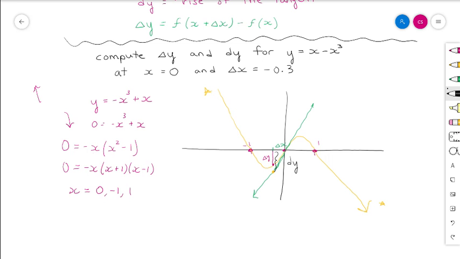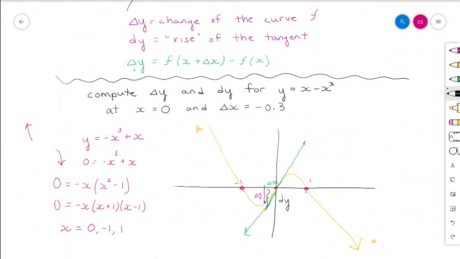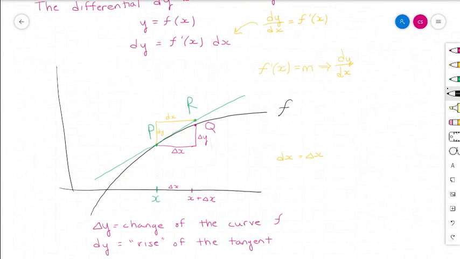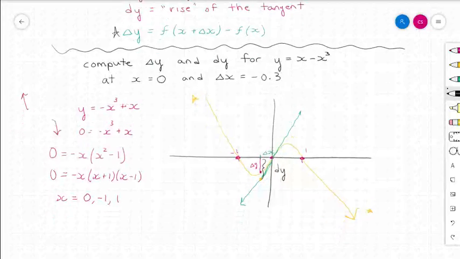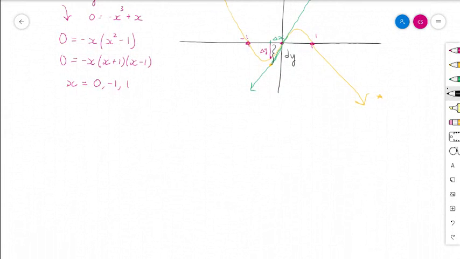Okay? All right. So now that we have a visual of what's going on, let's use some of our formulas. So we have a formula for delta y. So that's what we're going to use for delta y. Then we also have a formula for dy. So this is what we're going to do. And we're going to discover something at the end of this, because you're probably wondering right now, why are we doing all this? And we're going to discover.